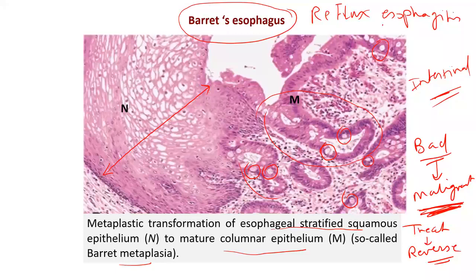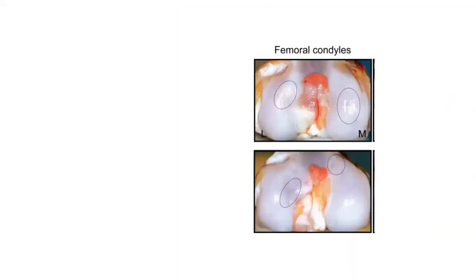This occurs due to chronic irritation in cases of reflux of acid, reflux esophagitis. It is very important because it can change to malignancy, so you have to treat reflux esophagitis and reverse Barrett's esophagus to normal.